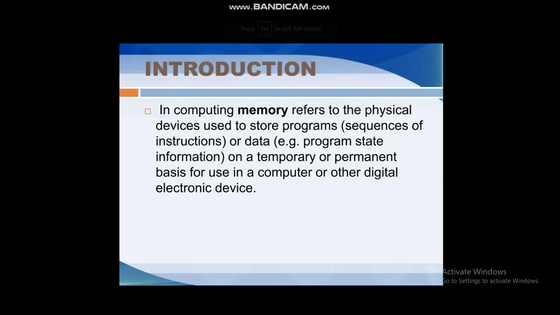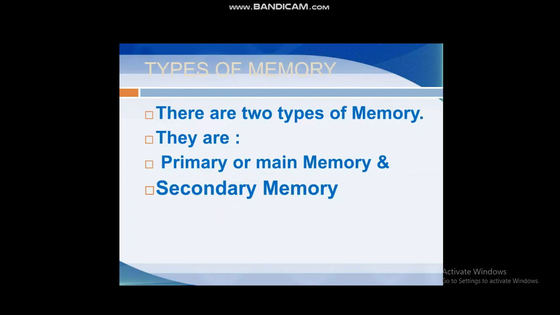Introduction. In computing, memory refers to the physical devices used to store programs, sequences of instructions, or data, e.g., program state information, on a temporary or permanent basis for use in a computer or other digital electronic device. Types of memory. There are two types of memory: primary or main memory and secondary memory.